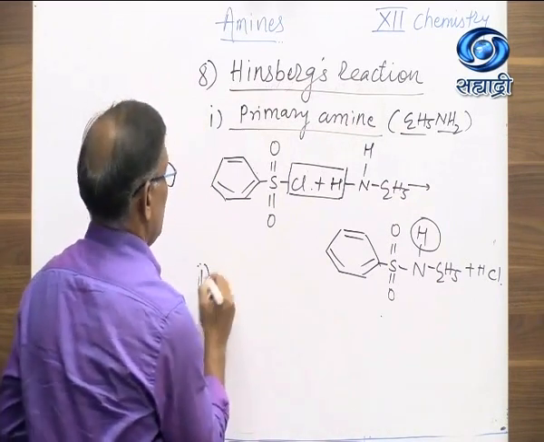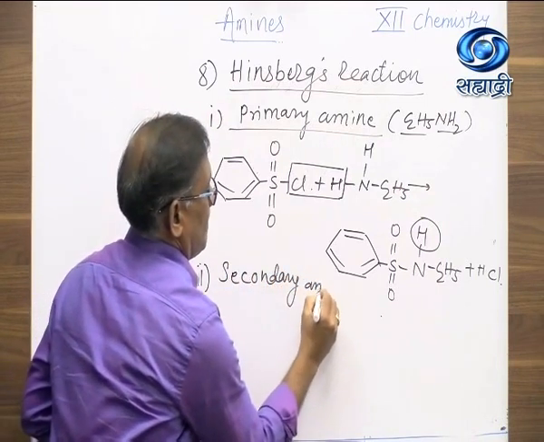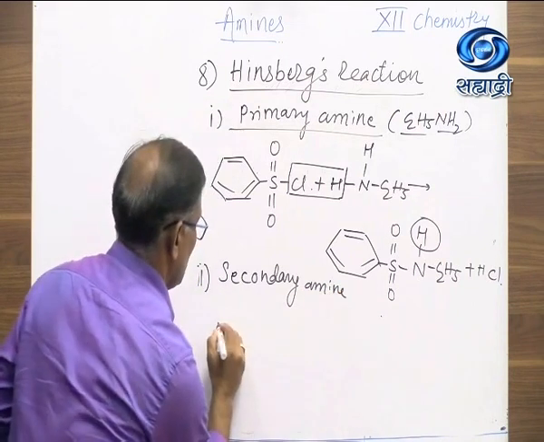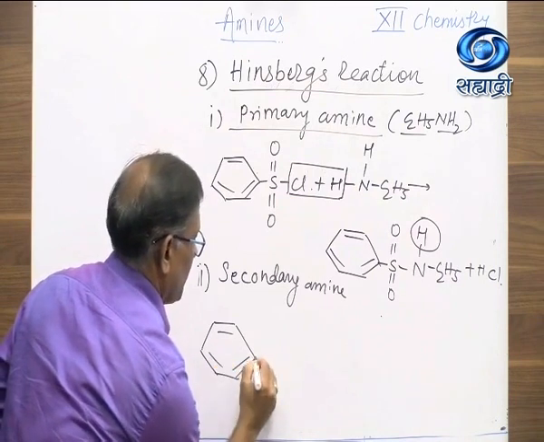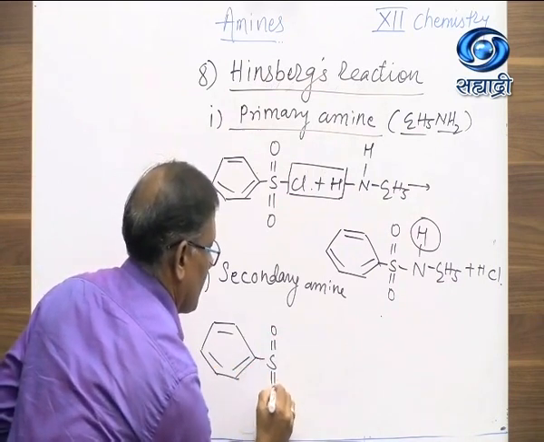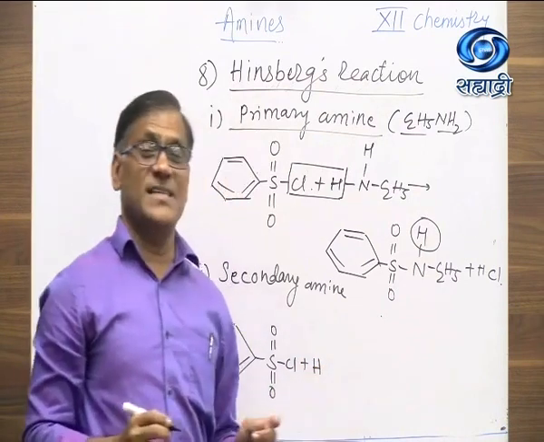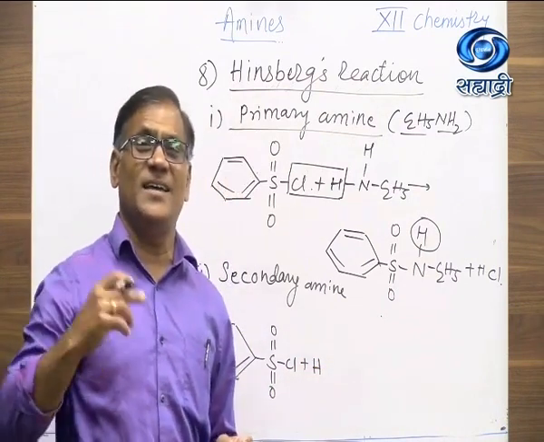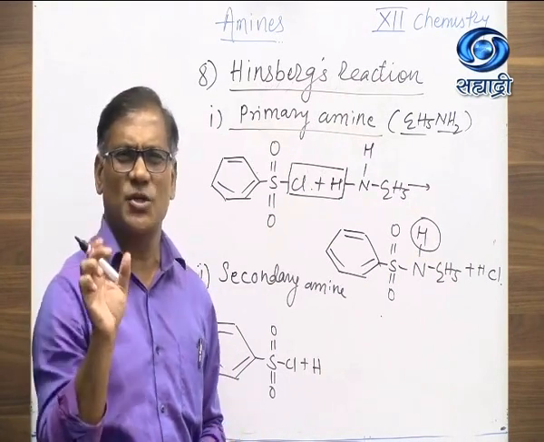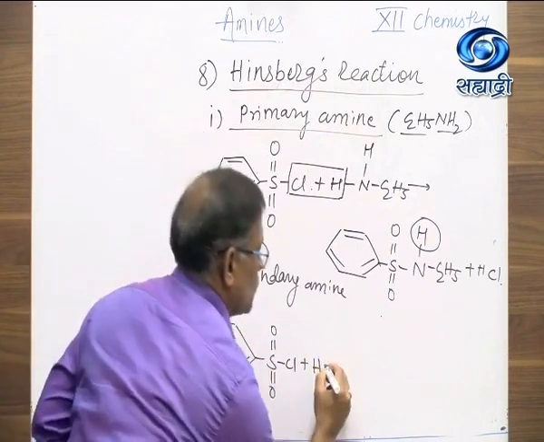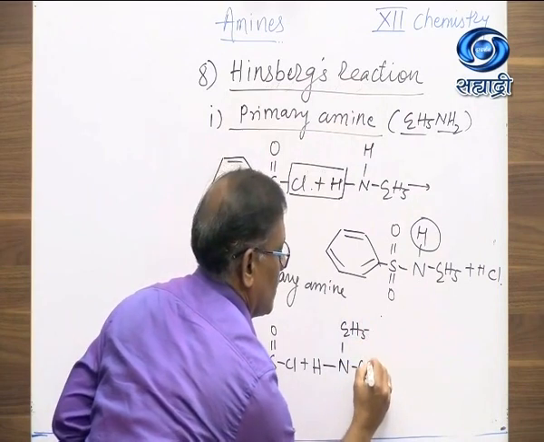So the second reaction is with secondary amine. Same benzene sulfonyl chloride on treatment. Again I write, now what is an example of secondary amine? It is diethyl amine, having NH as a characteristic functional group, that is imino group. So only one hydrogen is there with nitrogen.